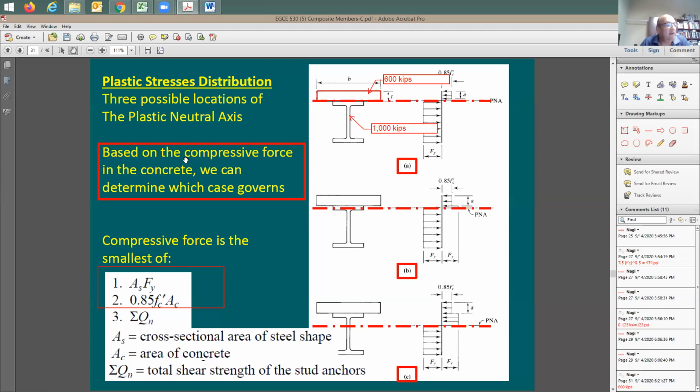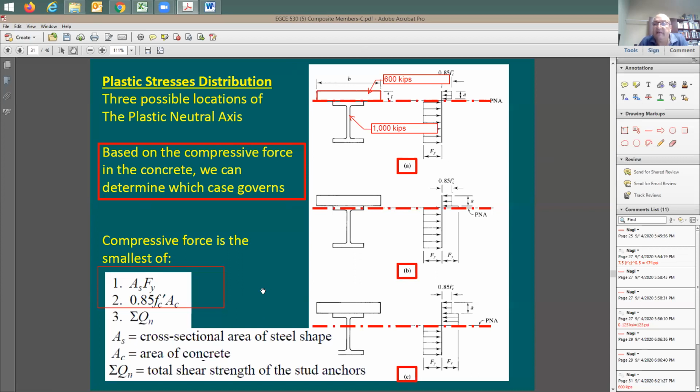And here's what happens. If you didn't put any Nelson studs, you don't have a composite beam. So the whole thing here doesn't apply. You cannot do it if you didn't put any Nelson studs. In this case, the summation of Qn is going to be equal to 0. So the compression force in the composite action here is going to be equal to 0. Therefore, you don't have a composite beam.